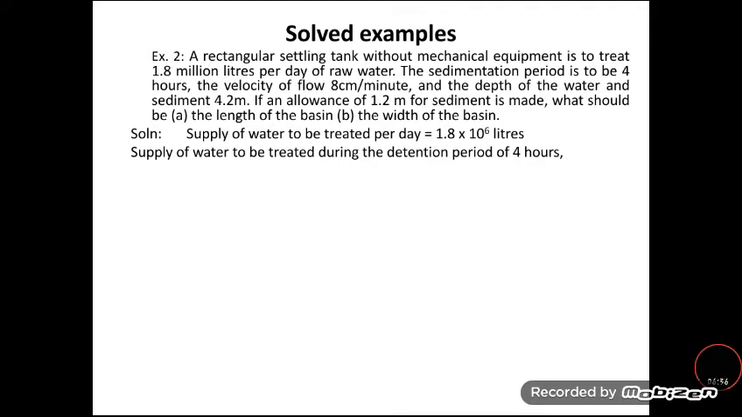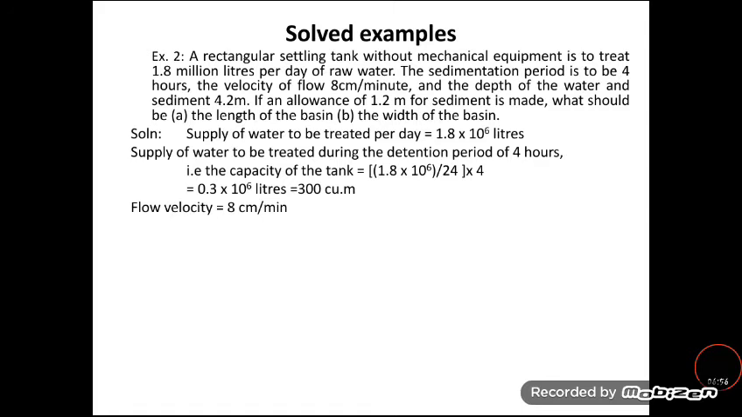Here, the supply of water to be treated divided by the detention period of 4 hours will give the capacity of the tank, that is, the volume. This can be converted from liters to meter cube. The flow velocity is given as 8 centimeter per minute. By dividing the values, we can get the dimensions of the tank.